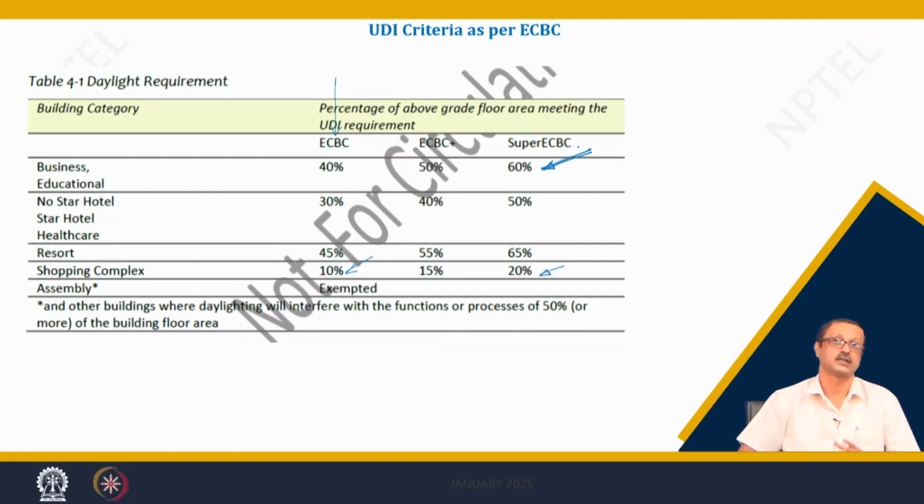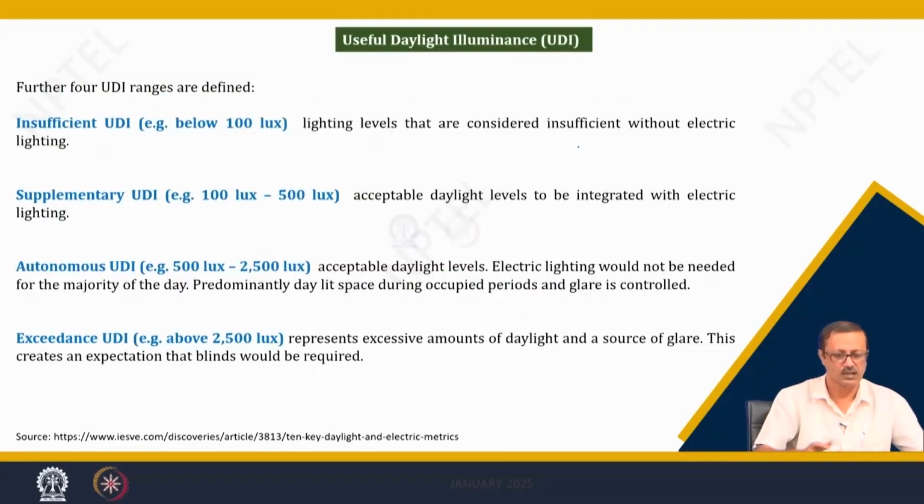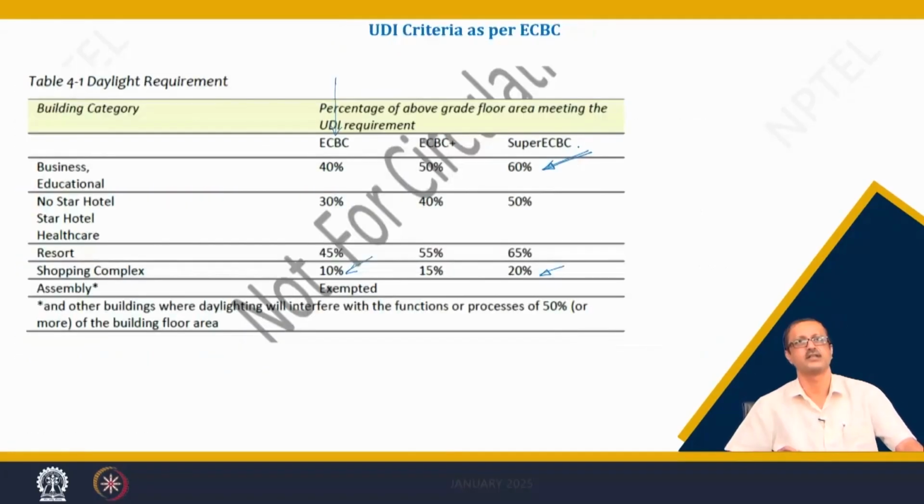the UDI requirement, the sufficient kind of requirement, or the earlier supplementary or autonomous kind of requirement. So, that is more than 300 lakhs or whatever.